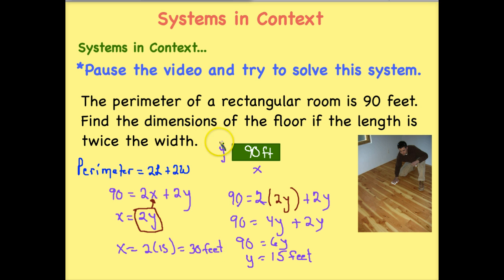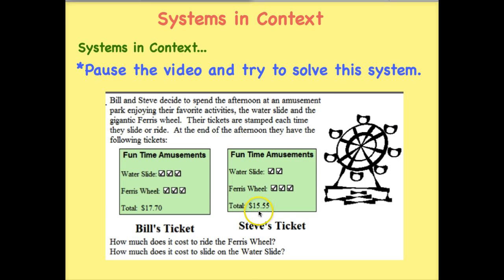So with this contextual problem, we have created a system of linear equations to model this situation, and then we have solved them and interpreted the solutions. Let's look at 2 more problems. Our next problem has to do with an amusement park. So pause the video and try to solve this problem on your own as well.